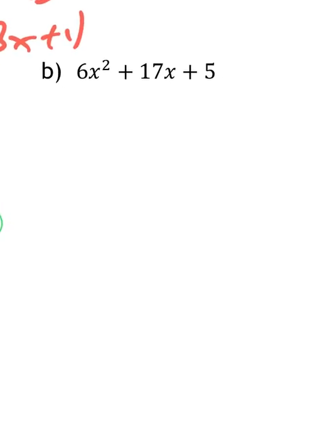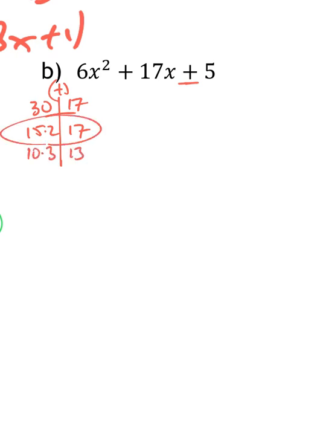So B, look for a GCF. No GCF. So 6 times 5 is 30. I'm going to add, because there's this plus in the back. What factors of 30 add to give you 17? 15 times 2 adds to give you 17. If you don't know it, just start listing. 10 times 3 is 13 until you find one that works. That's why I like the chart. You don't have to erase. You just keep listing and listing and listing.